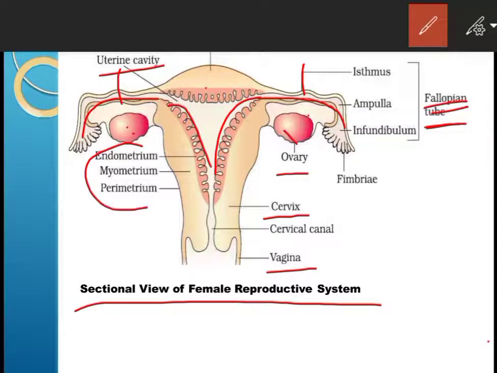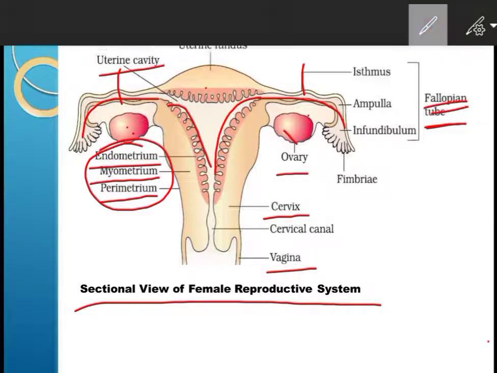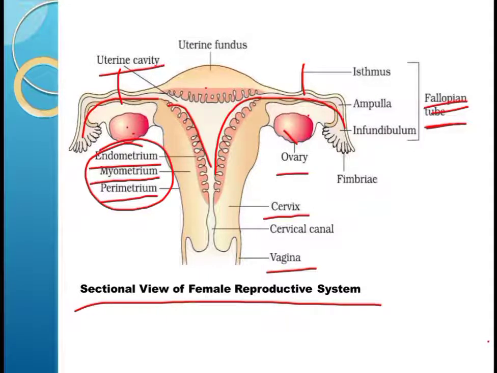These are the three layers of uterus. The outermost layer is called perimetrium, then myometrium, and then endometrium. We will be studying about this in a few slides.